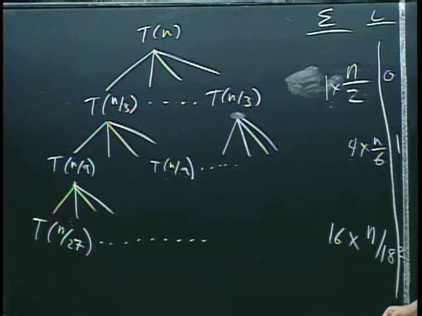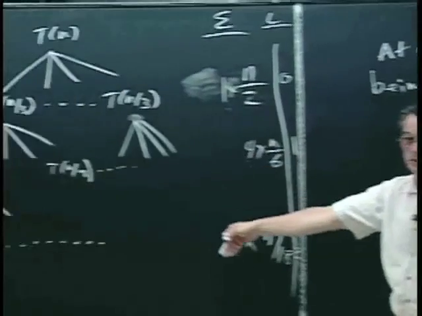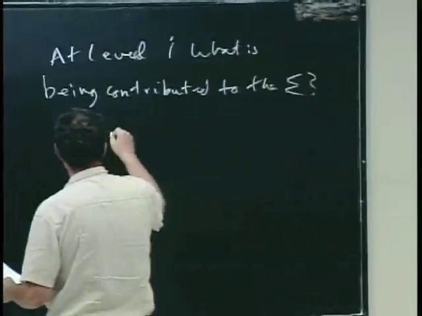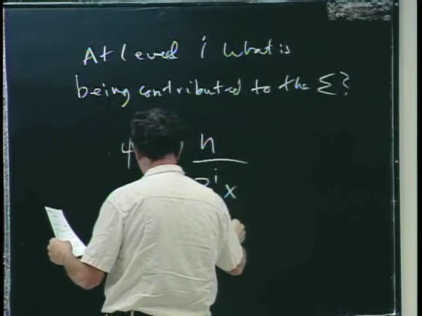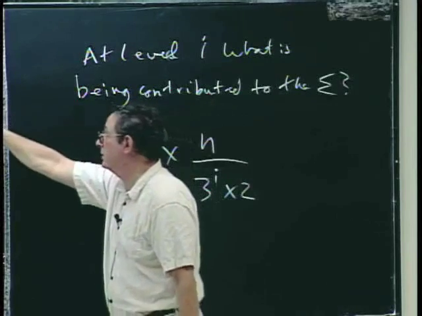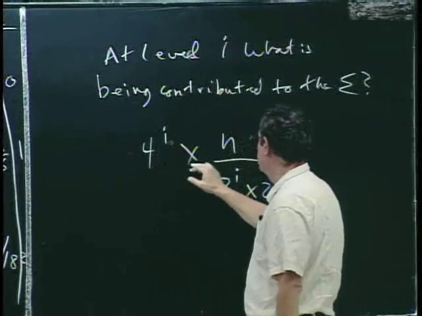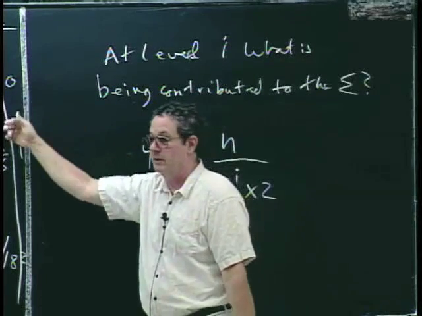Okay? So I'm sure everybody, if you went home and looked at this and played with it yourself, would see the pattern and be able to describe it in terms of n. But let me just show you what that is. At each level, 4 to the i times n over 3 to the i times 2. And you can see this is level 0. So we have 4 to the 0, which is 1, times n over 3 to the 0, that's also 1, divided by 2. So that works there.